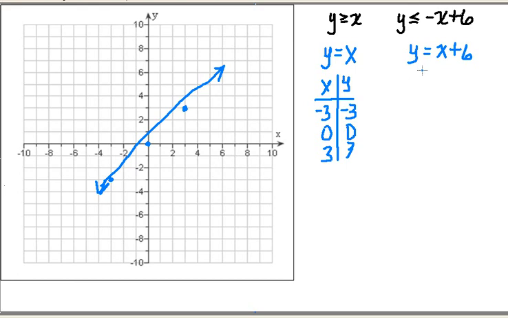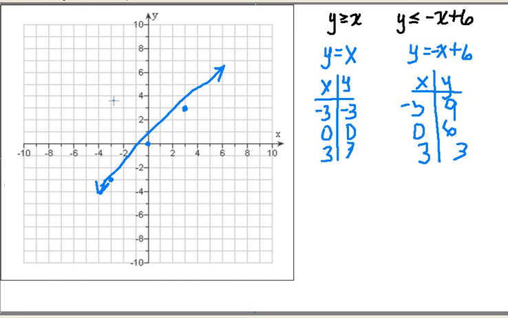All right. Now for my second equation, I'm just going to generate some points, x and y. This actually should be a negative x. So I'm going to plug in negative 3, I get 9, because a negative times a negative makes this positive, 3 plus 6 is 9. If I plug in 0, I get 6. If I plug in 3, I get 3. Now I'm going to plot those.